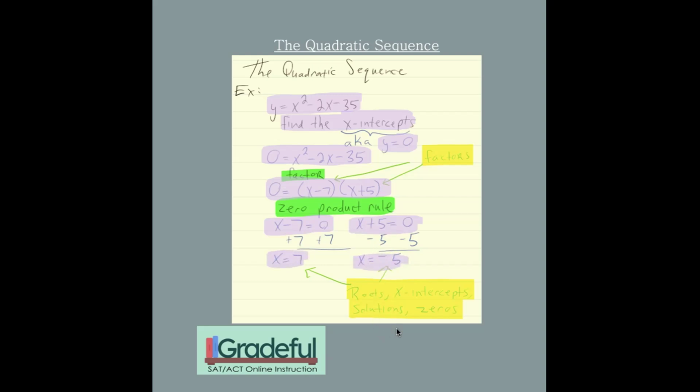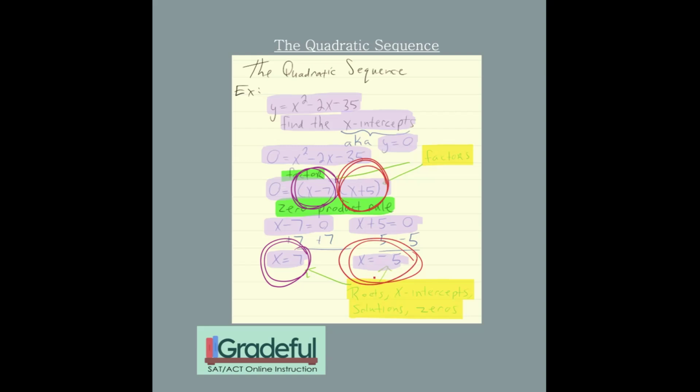They're also called roots, solutions, and zeros. But for our purposes right now, let's talk about them as x-intercepts. So if you have a factor of x minus 7, that corresponds to an x-intercept of x equals +7. A factor of x plus 5, that corresponds to an x-intercept of x equals -5.